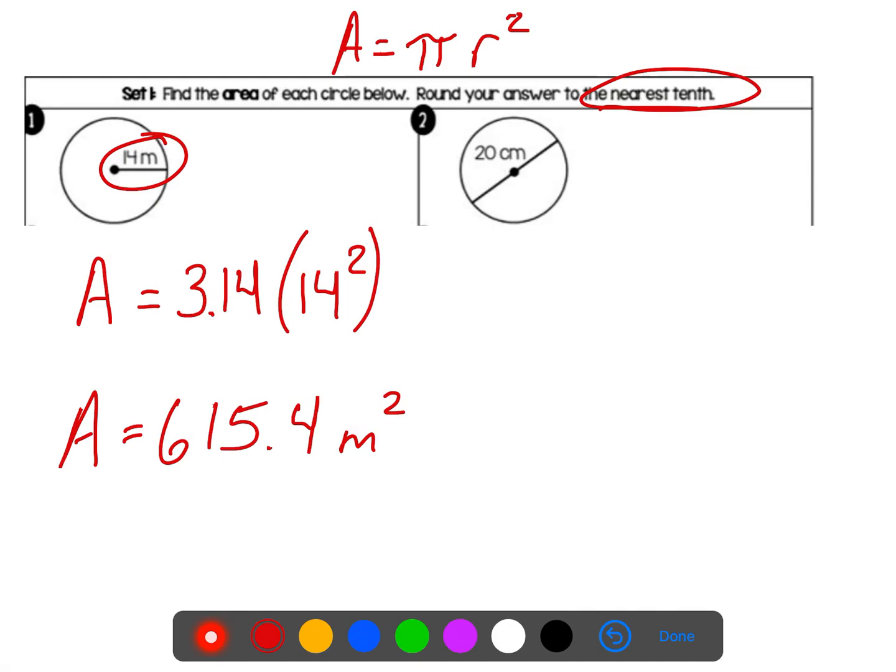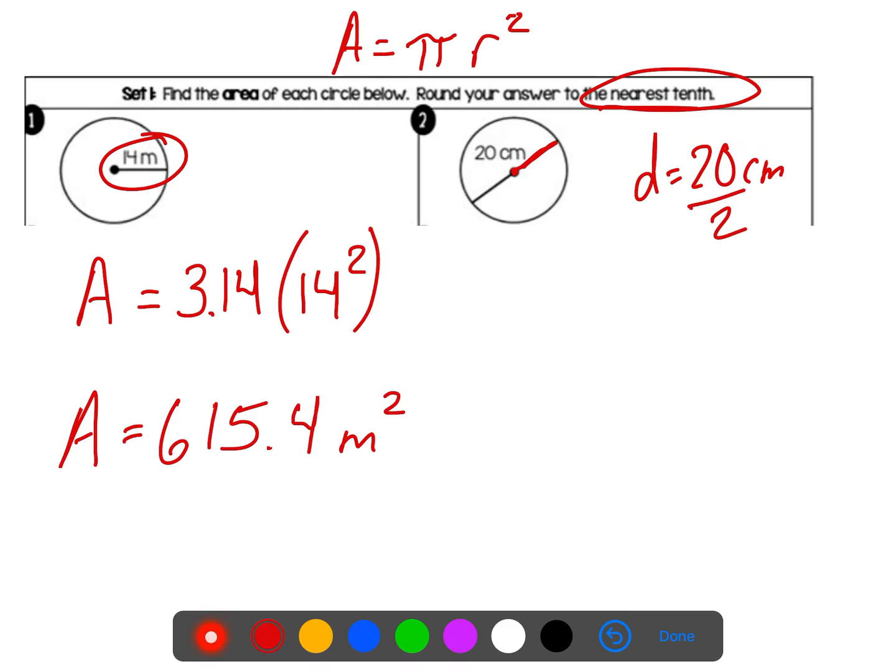For the next example, and this is what you're going to have to be really careful of, this is the diameter. The diameter of the circle is 20 centimeters. I only want the radius, which is from the center of the circle to the outside edge. It's going to be half the diameter. So I want to take half of that to get my radius of 10.